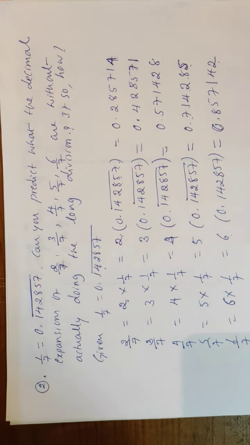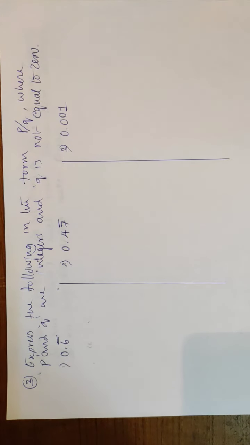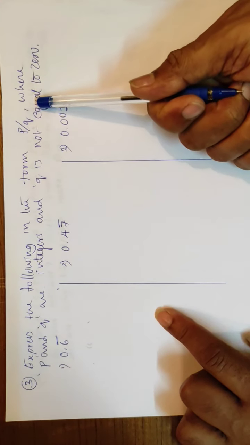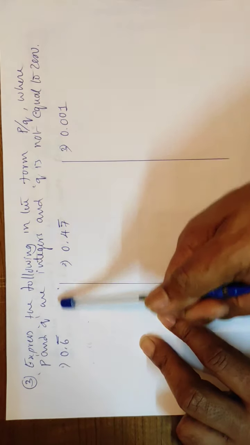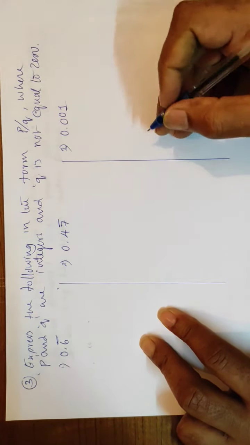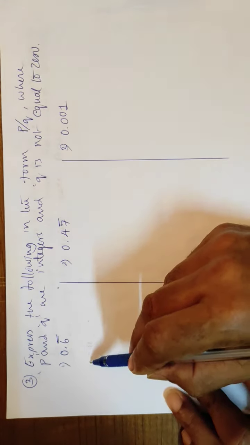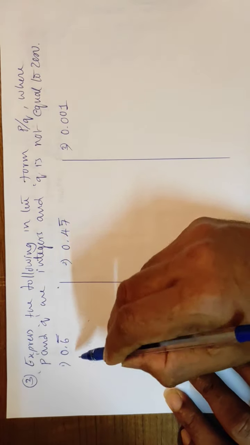0.241758. You can follow the pattern also. So next is the third question. You are asked to express the rational numbers whose decimal expansions are given in the form of p by q. Actually, in the previous class itself we did such problems.